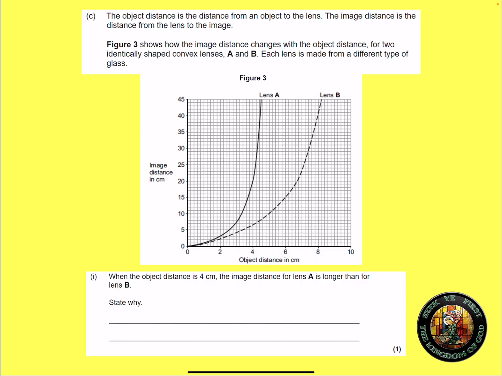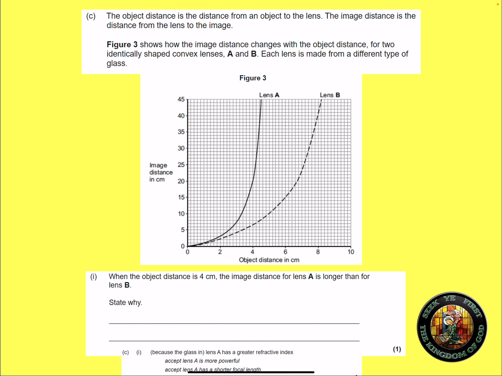Here's another one. The object distance is the distance from an object to the lens. The image distance is the distance from the lens to the image. Figure 3 shows how the image distance changes with the object distance for 2 identically shaped convex lenses, A and B. Each lens is made from a different type of glass. Question. When the object distance is 4 centimeters, the image distance for lens A is longer than lens B. State why. 1 mark.